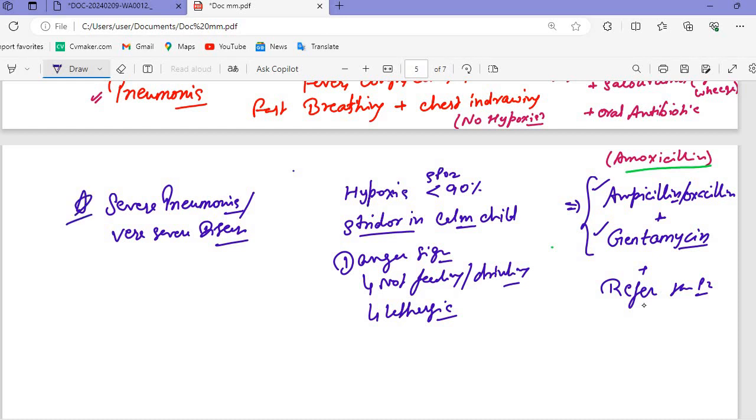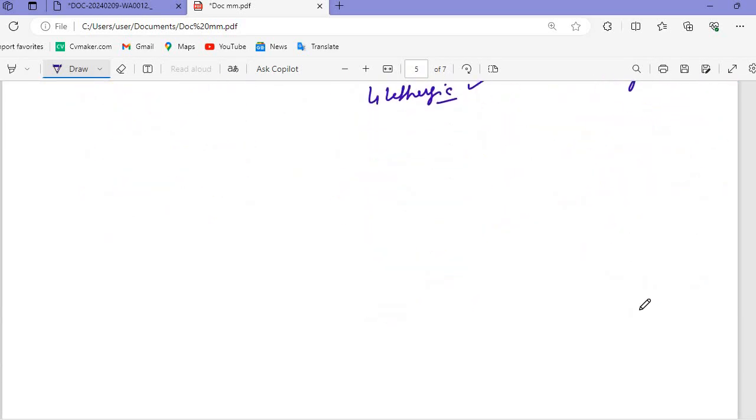Hypoxia is there, stridor in a calm child, the danger signs: not feeding, not drinking, and lethargy. Amoxicillin, we can give ampicillin, oxacillin. What will be the X-ray pattern? When we are seeing the X-ray, I'm sending one image in the group. You can see in this image that we have the lobar consolidation.